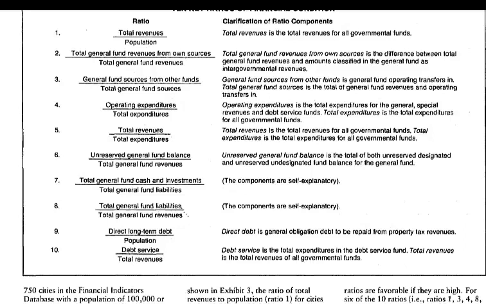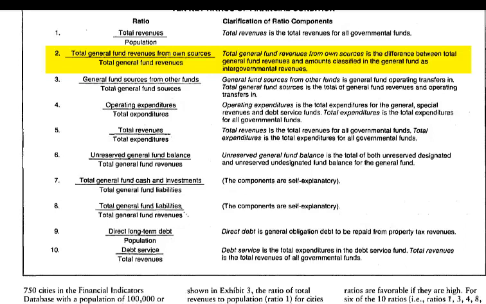The last video not only introduced you to the audit report for Spokane, but we also calculated ratio 1, which was the total revenues per capita. This video we're going to move down to ratio 2, which is total general fund revenues from own sources divided by total general fund revenues.